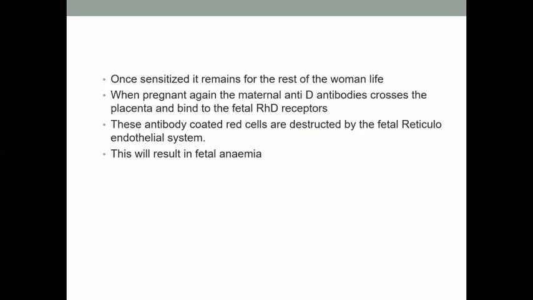So it's important to understand that once a woman is sensitized with the D antigen, an Rh negative woman will be sensitized for life. That is because of the memory cells. So in any subsequent pregnancy, there is a chance of RhD antibodies crossing the placenta and going into fetal circulation and destroying the fetal red blood cells. So in subsequent pregnancies, there's a risk of fetal anemia. The higher the number of pregnancies, the higher the chance that she can get babies with severe fetal anemia.